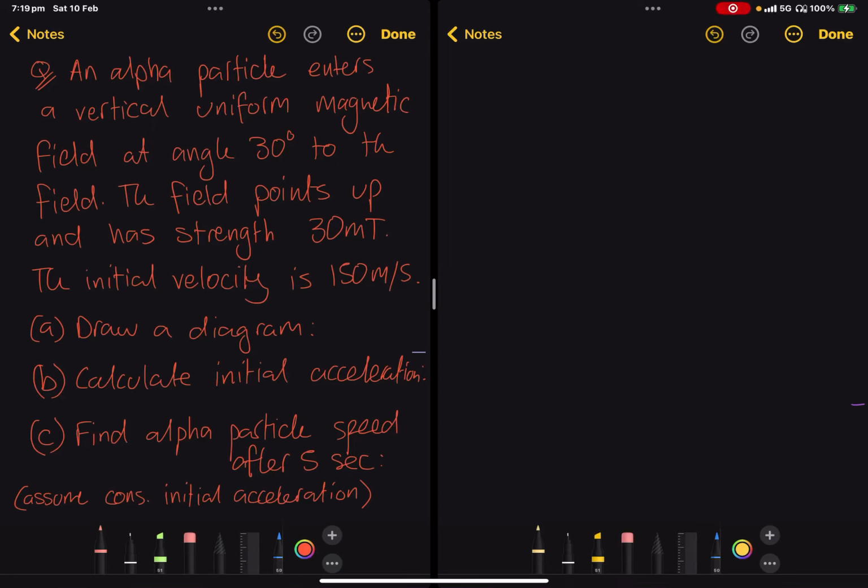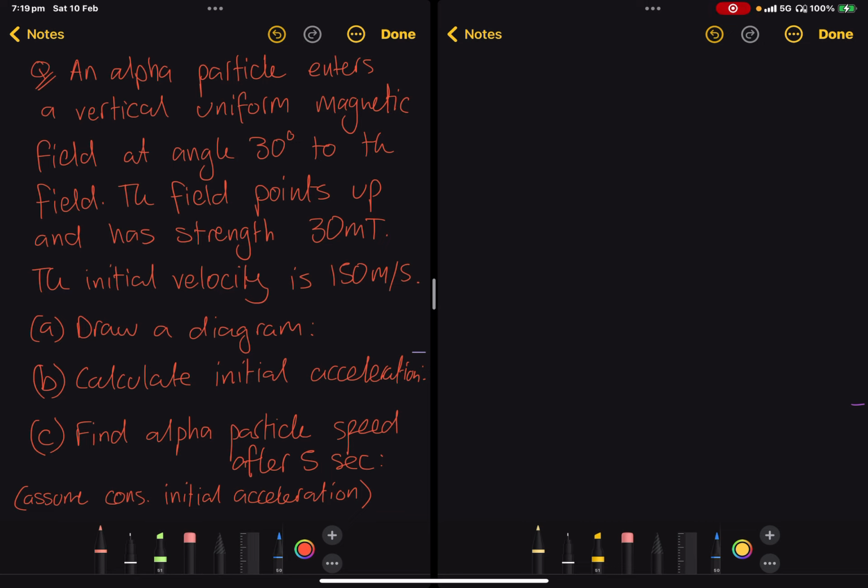Okay, so we're going to have a look at another question from the topic of electromagnetism. We're told an alpha particle enters a vertical, uniform magnetic field at an angle of 30 degrees to the field. The field points up and has strength 30 milliteslas. The initial velocity of the particle is 150 meters per second. We need to draw a diagram, calculate the initial acceleration, and then find the alpha particle speed after 5 seconds.